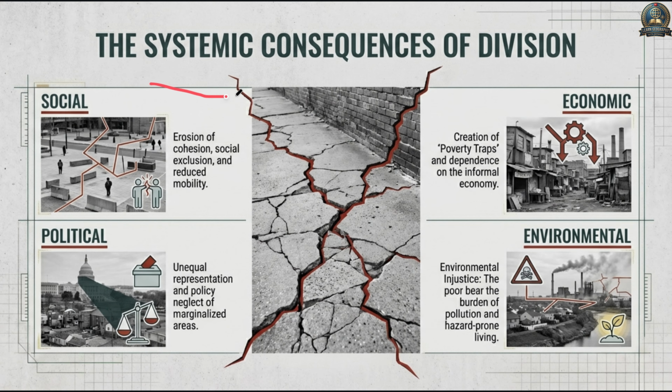The systematic consequences of this division. Social consequences: erosion of cohesion, social exclusion, and reduced mobility. Political consequences: unequal representation and policy neglect of marginalized areas. Economic consequences: creation of poverty traps and dependence on the informal economy. Environmental consequences: environmental injustice, the poor bear the burden of pollution and hazard-prone living.